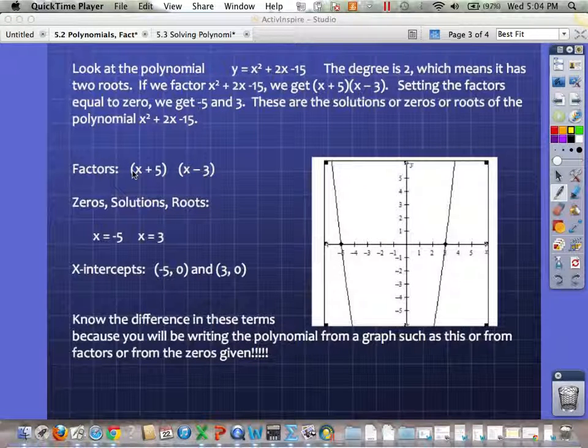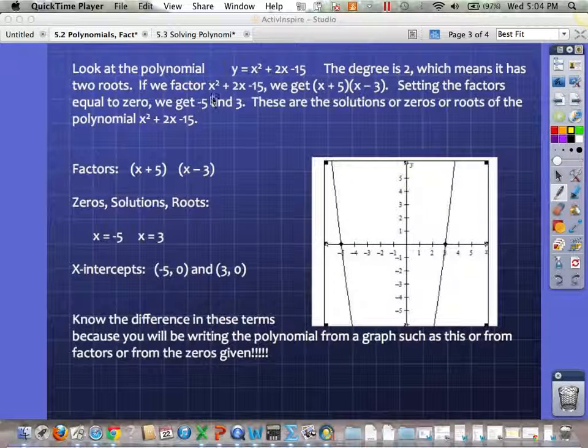Looking at the polynomial y is equal to x squared plus 2x minus 15. Okay, there's a lot of information in this section, a lot of vocab you've got to know. Looking at this, the highest degree of x is 2, so that means the whole polynomial has a degree of 2, which means there are 2 solutions, 2 roots, 2 zeros, whatever. Okay, they may be real or non-real.